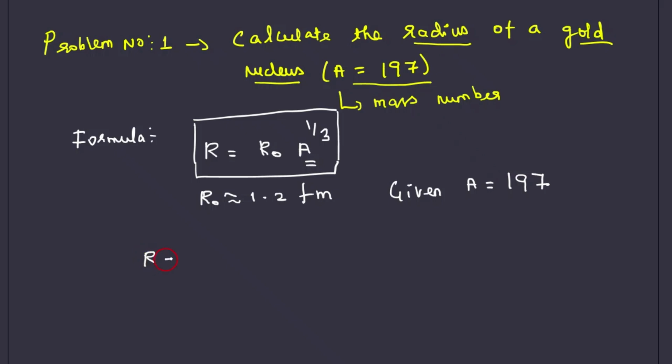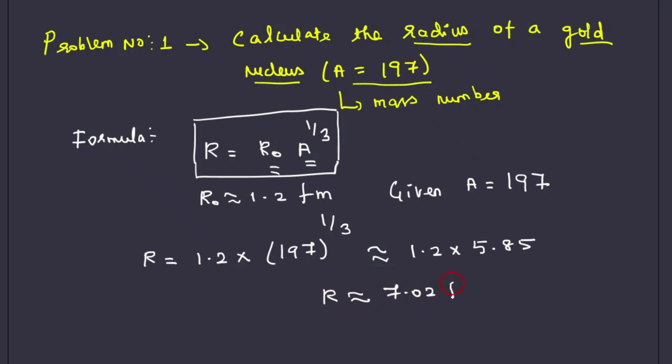So R is equal to R naught value, 1.2, into A which is 197, power 1 by 3. So it is approximately 1.2 into 197 power 1 by 3. If you put that, we get 5.85. So R is approximately 7.02 Fm. Okay, this is the corresponding answer for this problem.